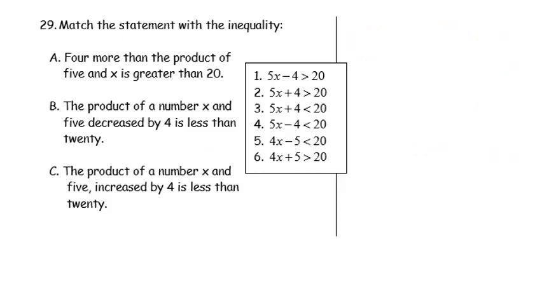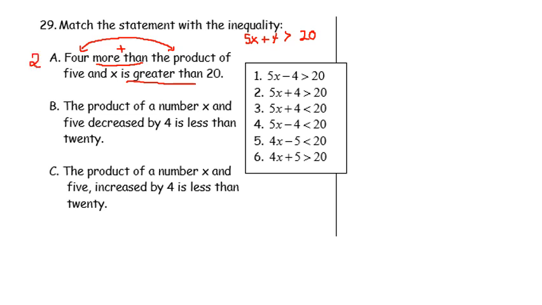All right. 29, match the statement with the inequality. So right here we know that more than means to add, and it's also one of our flip-flop words. So that means the 4 goes in the back, and the product of 5 and x goes in front. So we've got 5x plus 4, and then let's keep reading. It says is greater than, so we're going to use the greater than sign, 20. So let's match that, and that one would be 2.